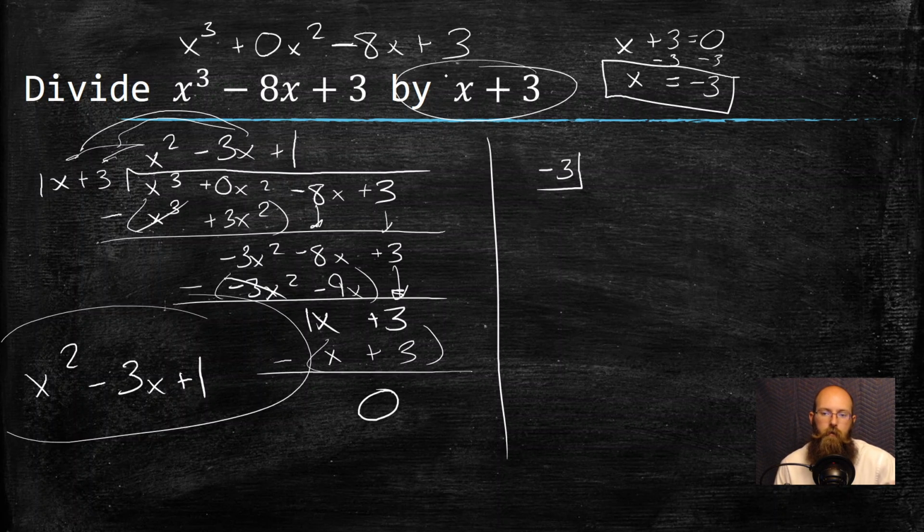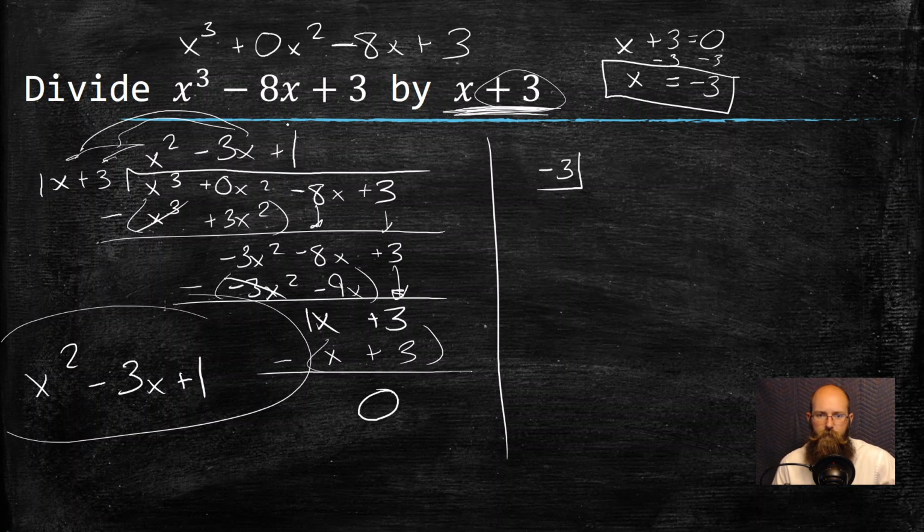And keep in mind, too, I can only use synthetic division when there is a 1 out here in front of an x. It has to be 1x plus or minus some number. It has to be. Otherwise, I have to use long division. So there's a 3 there, which, again, is just the opposite of this thing, right? X plus 3, so it's the opposite of that.